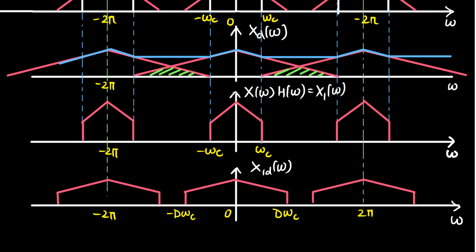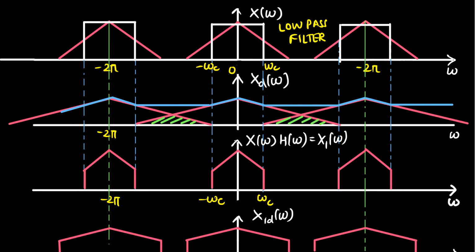So if we observe this plot here, this overlapping is basically aliasing of frequencies. As we are avoiding this aliasing by use of these low pass filters, these low pass filters are referred to as anti-aliasing filters.